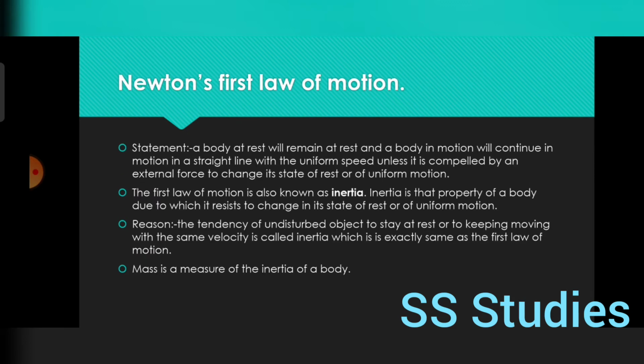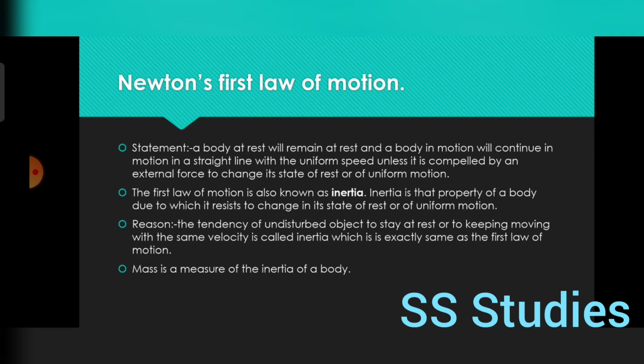Now we'll discuss Newton's first law of motion. As you know, there are three Newton's laws of motion. First we will discuss Newton's first law of motion. Statement: a body at rest will remain at rest and a body in motion will continue in motion in a straight line with uniform speed unless it is compelled by an external force to change its state of rest or of uniform motion. The first law of motion is also known as the law of inertia.